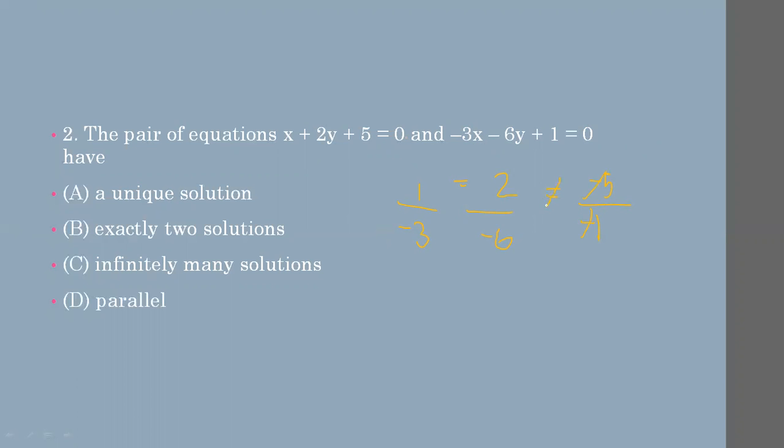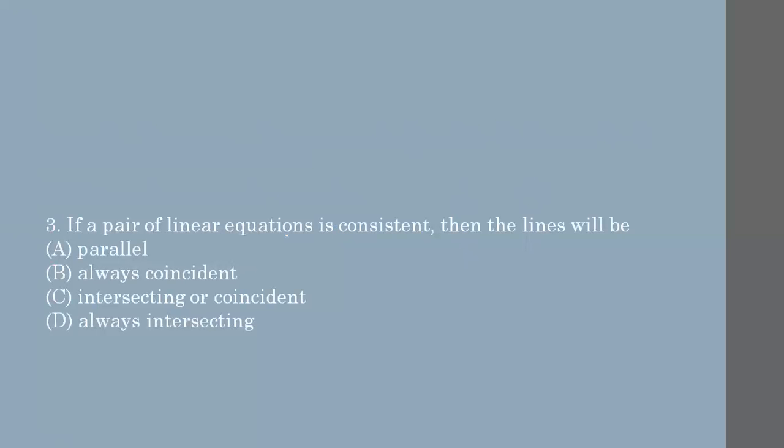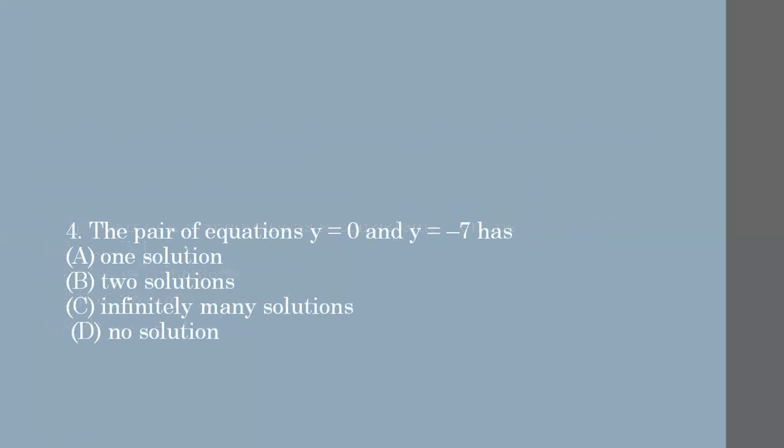So we see that this gives 1 by -3. This also gives 1 by -3, but this does not give 1 by -3. So it is parallel and has no solutions. If a pair of linear equations is consistent, then the lines will be. So we have just now seen that when equations are consistent, that means it has solutions, and therefore it can be intersecting or coincident.